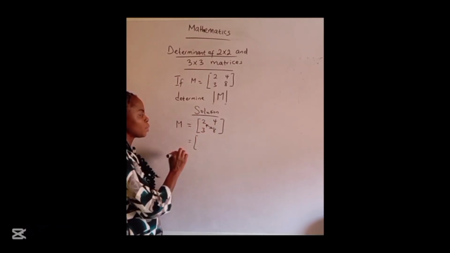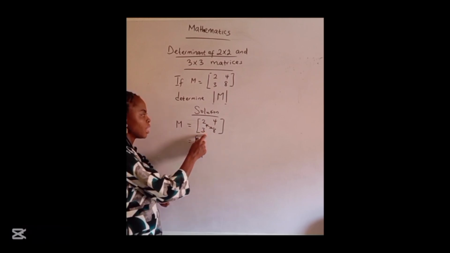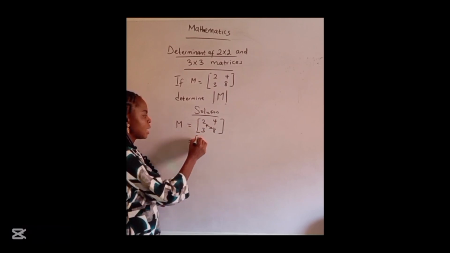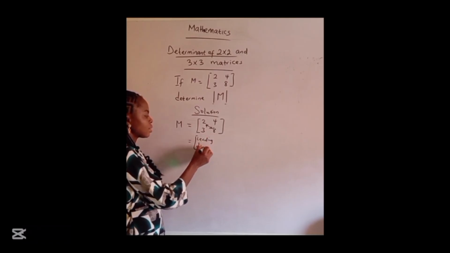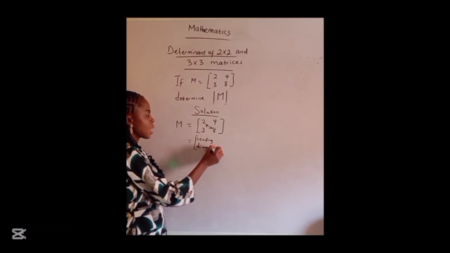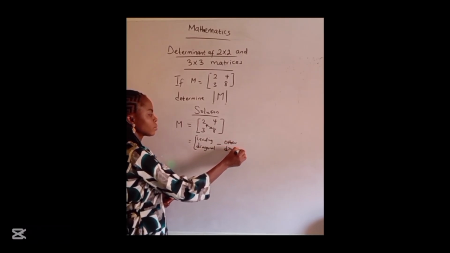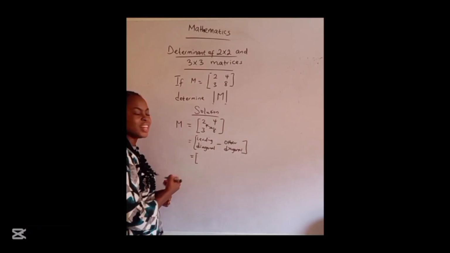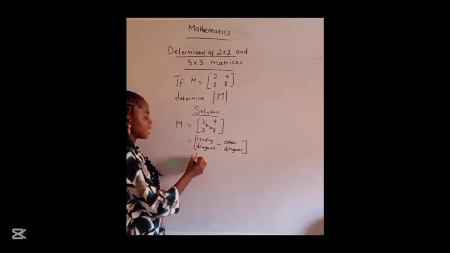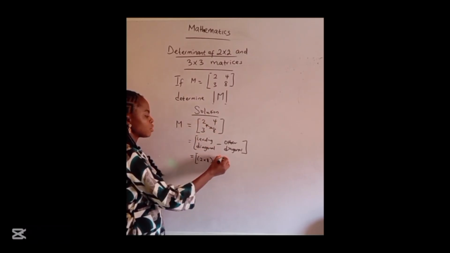Multiply the leading diagonal, multiply the other diagonal, then you subtract the other diagonal from the leading diagonal. That is leading diagonal minus other diagonal. Okay, what are the numbers on the leading diagonal? We have 2 and 8. So we have 2 times 8 minus 3 times 4.